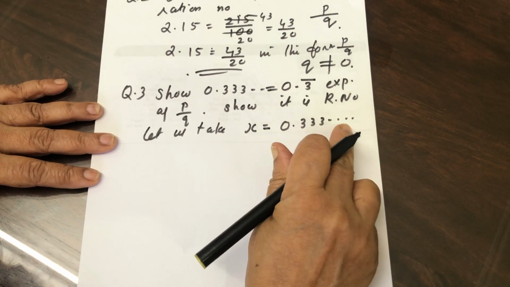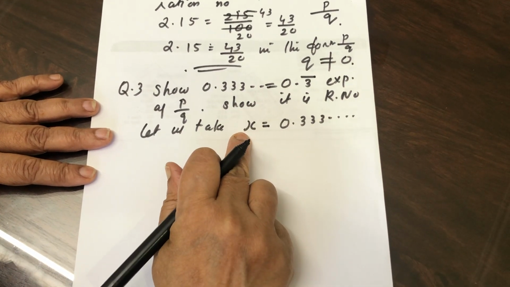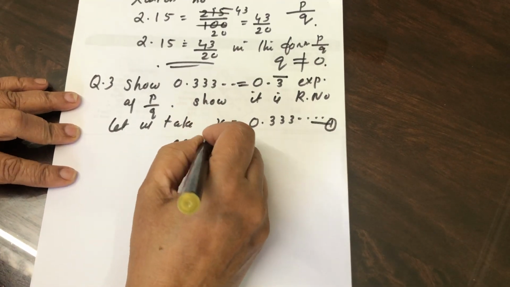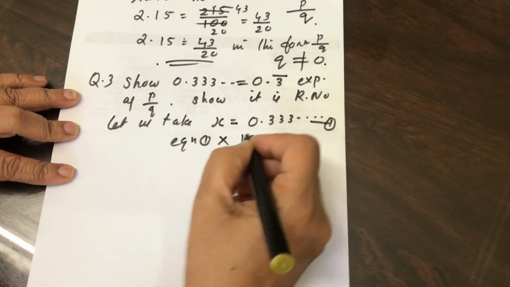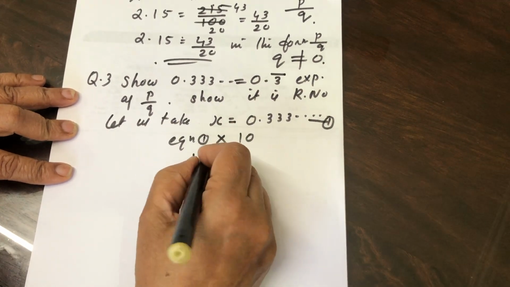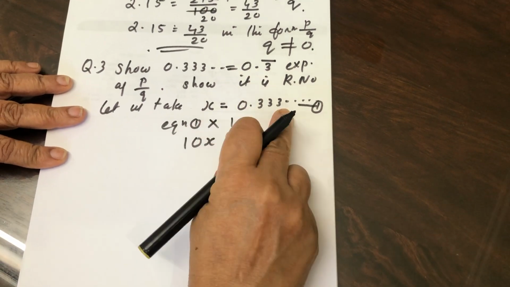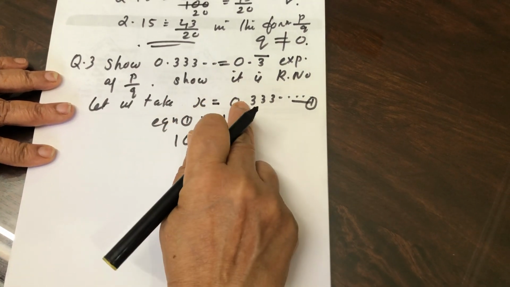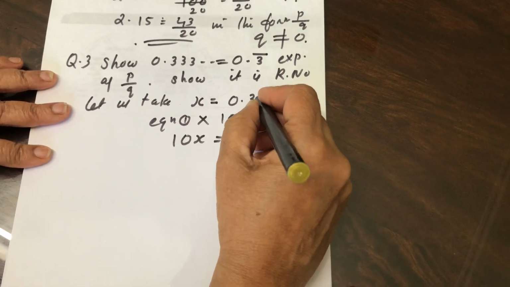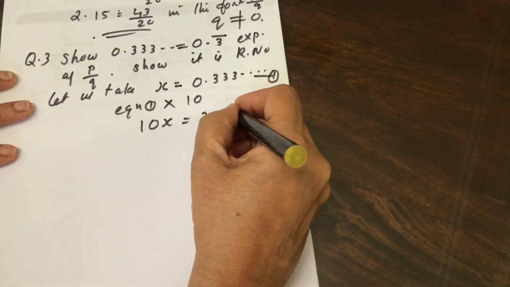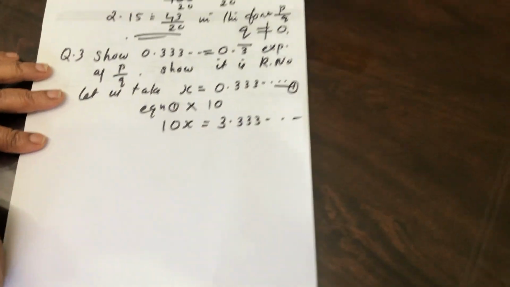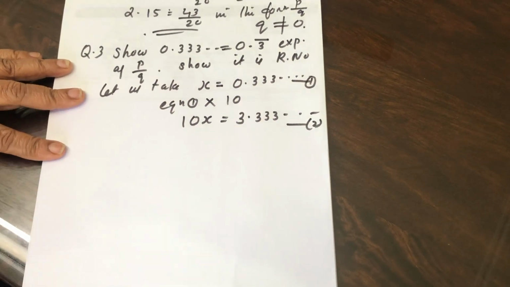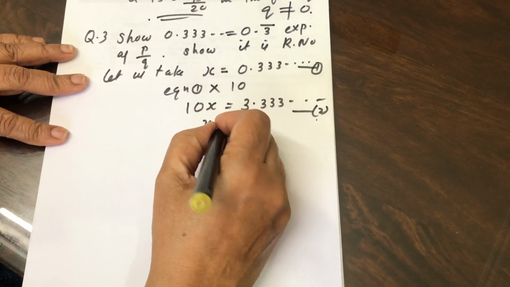Here only one digit is repeating, so you multiply by 10. This is equation 1. Now equation 1, you multiply with 10. So x into 10 is 10x. When you multiply this by 10, one 3 comes to the left side of the decimal point. So it is 3 point, and again 3s are there, so you write 3 3 3 dash dash. This is equation 2. So I am going to subtract equation 1 from equation 2. Equation 2 is already written, and equation 1 I am writing here.